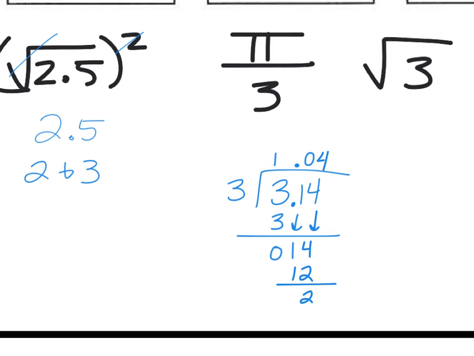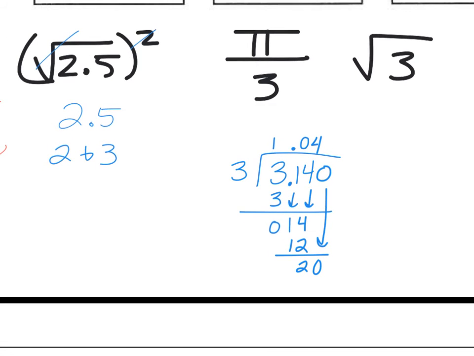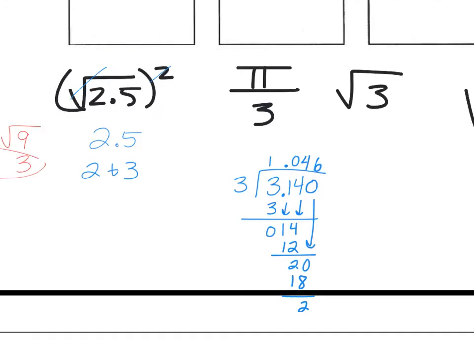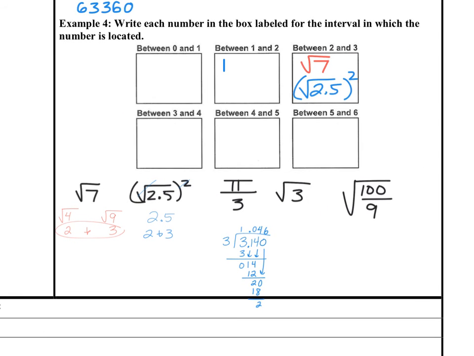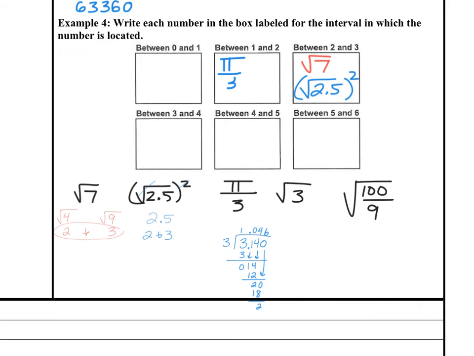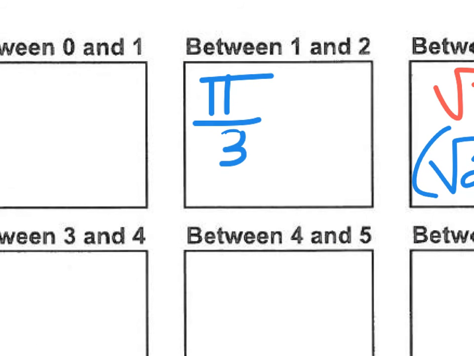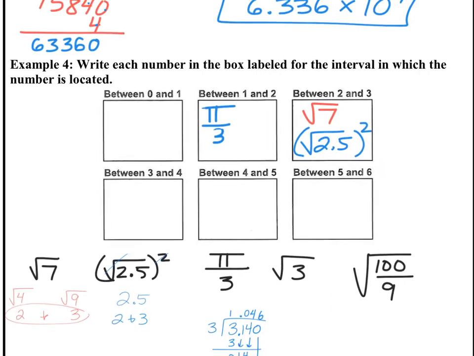So you could keep going. I could add another 0, bring it down and make it 20. 6 times gives me 18. So I have 2 left. You'd have to keep going. It actually ends up repeating because there'll be 6 over and over. So what 2 numbers is that between? 1.046. It's between 1 and 2. It's a little bit bigger than 1. So pi over 3 is between 1 and 2 because it's 1.046.